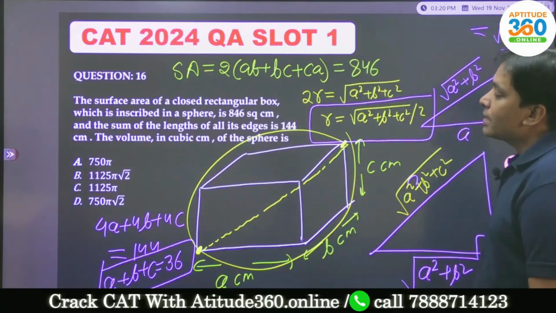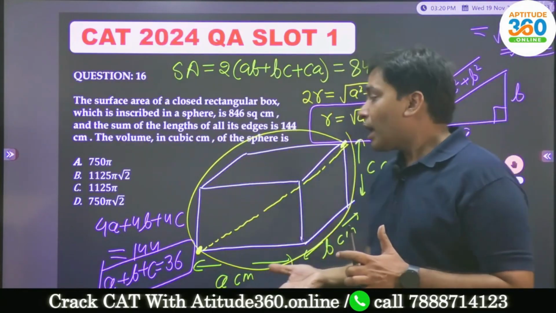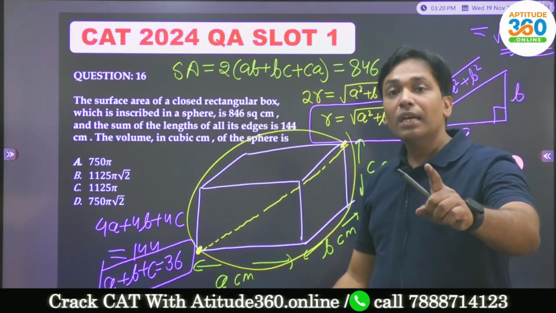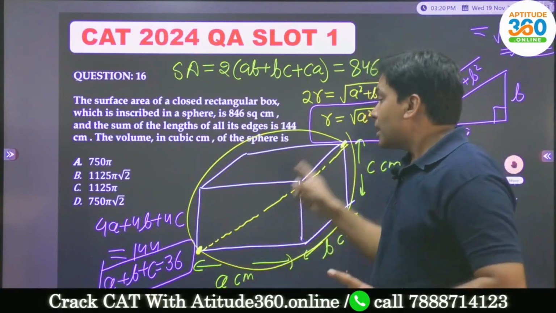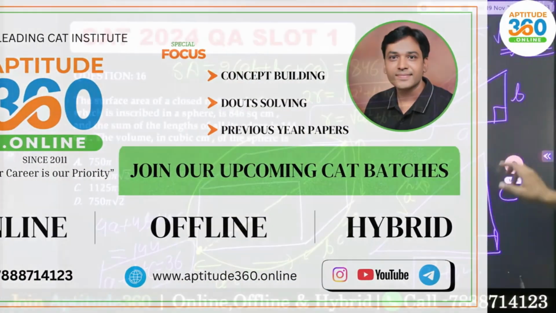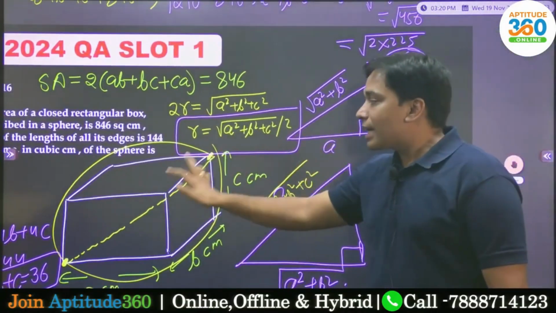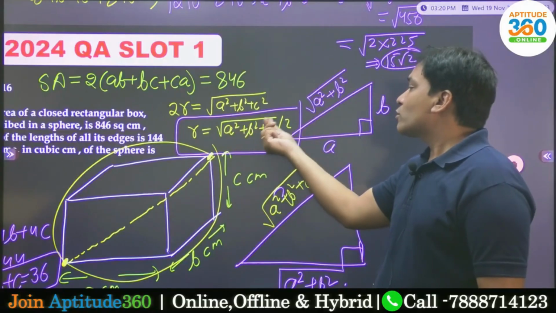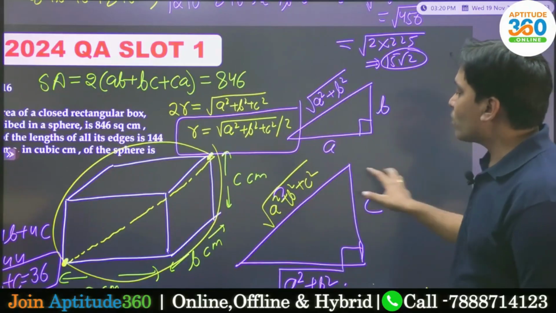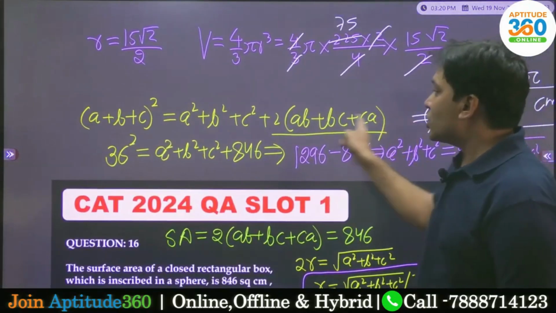The third thing, since this rectangular solid is inscribed inside a sphere, the largest diagonal of this rectangular solid is going to be the diameter of the sphere. And you should be able to know, if you know it, that is fantastic, that the length of the largest diagonal is going to be the square root of a square plus b square plus c square. Is that okay?